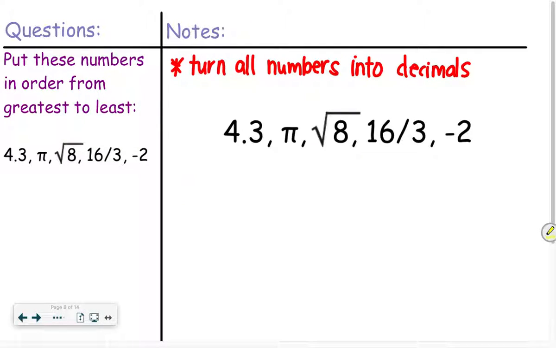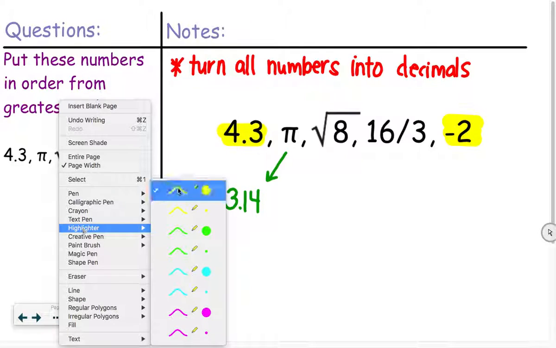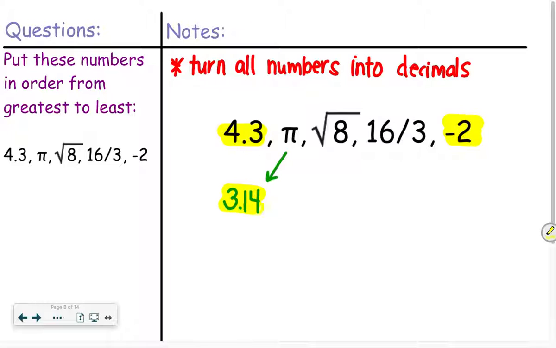So 4.3 is already a decimal, so I don't need to do anything with that one. Negative 2 is an integer. I don't need to turn that one into a decimal. I would be able to order that without it. Okay, so let's do the other 3 in the middle then. So pi, well, we all know pi is 3.14. You don't have to do any more decimals than that. So now we have that as a decimal.